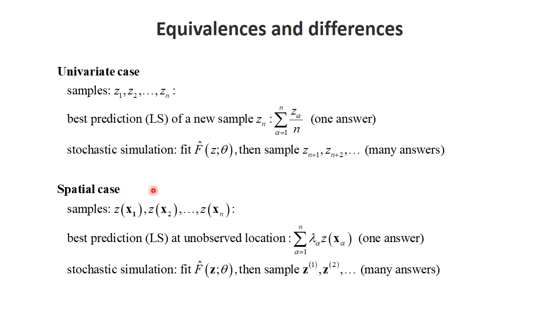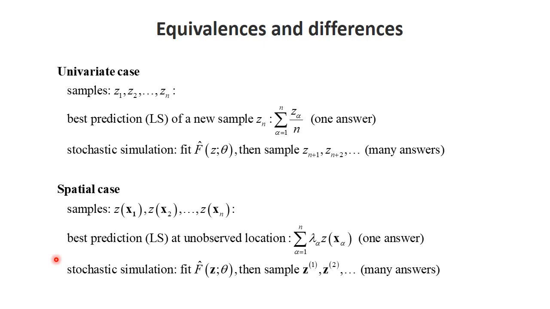In the spatial case, it's somewhat similar, but there are also differences. First of all, we get samples at spatial locations, so x1 to xn are spatial locations. And if I have now a new unobserved location where I have no observation and I'd like to make a best prediction, then I can use kriging. Kriging is, again, one answer and gives you these weights in this particular linear model. So it gives weights to each of the points of the data. Now your question could be, well, what is the uncertainty in that particular location?